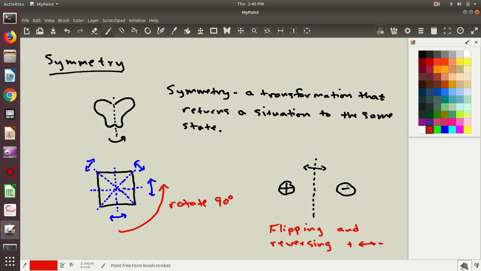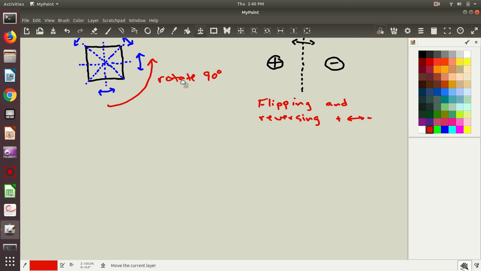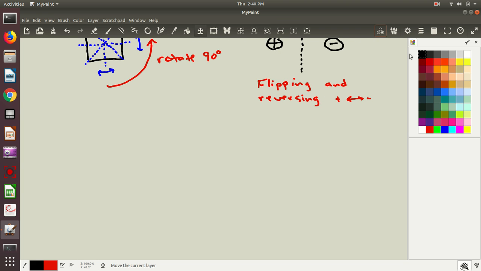Okay, and in physics, we talk about a lot of symmetries, some are more abstract than others, and we're allowed to do as complicated of a transformation as we want. If it returns the situation back to the same as it started, then we consider that to be a symmetry. Okay, so why is that interesting? Well, let me make a claim. Okay, my claim is the following.